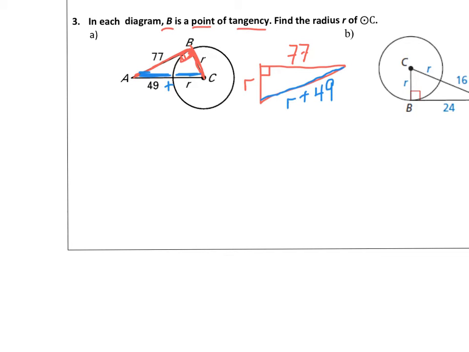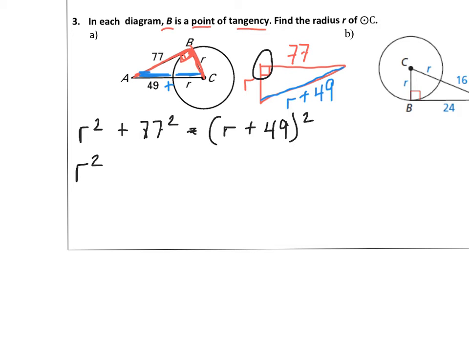So now I'm just going to take the side lengths from this right triangle, plug them into the Pythagorean theorem, and check to see, is it actually going to be a right triangle, because I'm not really sure at this point. So my first leg we'll say is R. My other leg is 77 squared. And then on the other side, the whole hypotenuse is going to be R plus 49 squared. So this is still going to be R squared, plus 5,929.